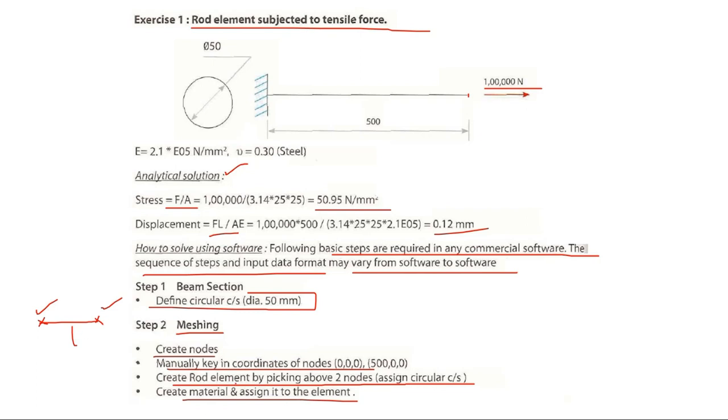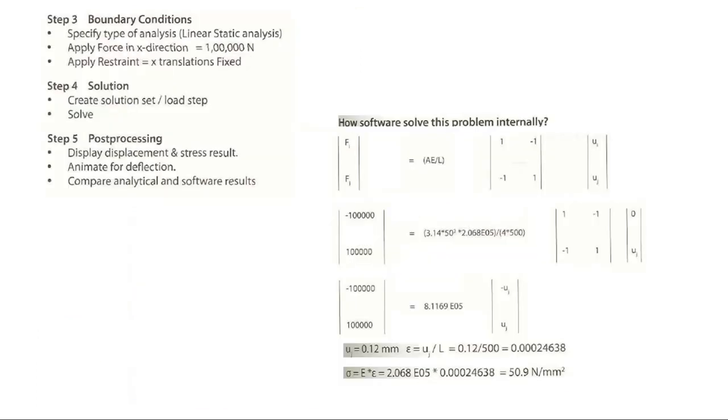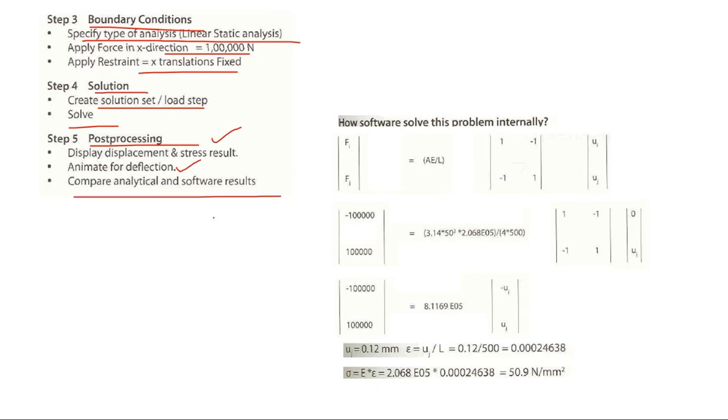What material, like that we have to assign it. Then we have to give the boundary conditions, specify the type of analysis, linear analysis, apply the force, and give the restraint and solution. We can solve and we will get the solution for each step. In post processing we can get the displacement, stress, animate the deflection, and compare analytical versus software results.